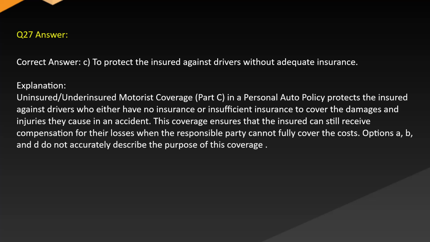Explanation. Uninsured underinsured motorist coverage, Part C in a personal auto policy, protects the insured against drivers who either have no insurance or insufficient insurance to cover the damages and injuries they cause in an accident. This coverage ensures that the insured can still receive compensation for their losses when the responsible party cannot fully cover the costs. Options A, B, and D do not accurately describe the purpose of this coverage.